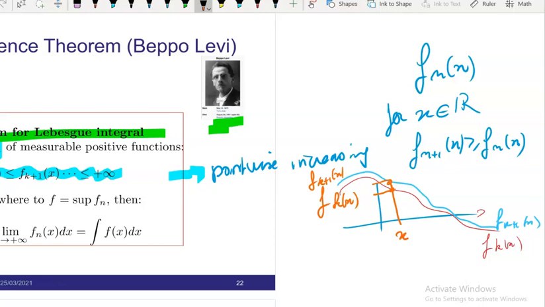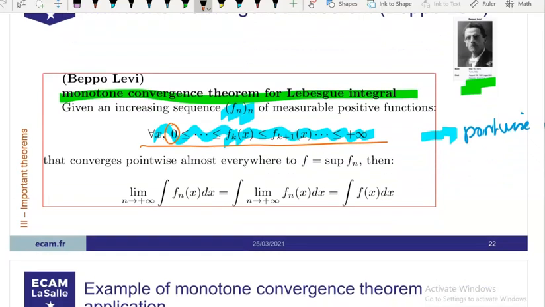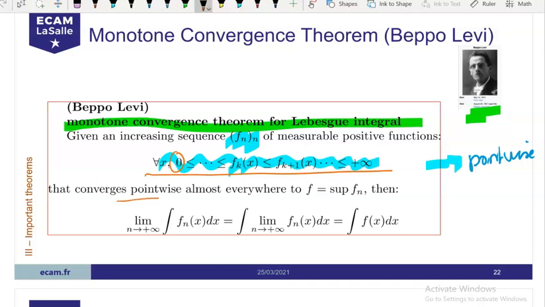So for fixed x, the value at rank n is smaller than the value at rank n plus 1, and this is what we have for all x. We want it to be positive first, so 0 is the smallest, smaller than f_k(x), smaller than f_{k+1}(x), smaller than whatever. It can go up to infinity. Let's assume that this is pointwise converging almost everywhere to some function f. It doesn't really matter; it's just that you've got almost everywhere pointwise convergence to a function.